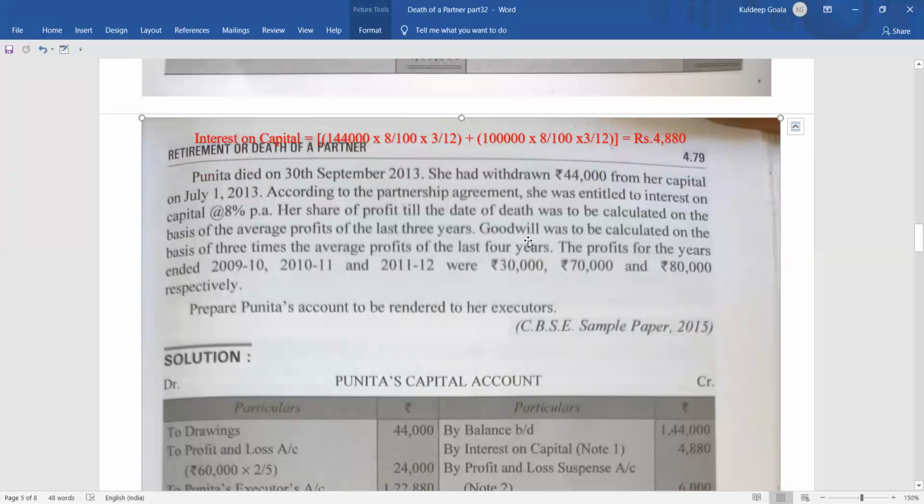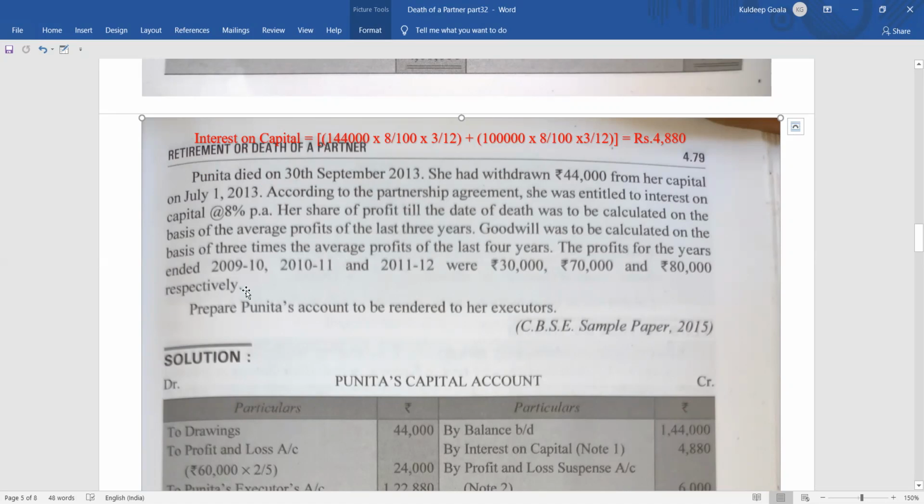That means what is given here? Her share of profit till the date of death was to be calculated on the basis of average profit. You have to find out first the average profit of the last 3 years. Then goodwill was to be calculated on the basis of 3 times the average profit. There are two parts. One, Punita's share of profit will be given on the basis of the last 3 years' profit. And the goodwill will be calculated on the basis of 3 times the average profit of the last 4 years. Whatever the profit is for the last 4 years, on the basis of that, multiplied by 3.